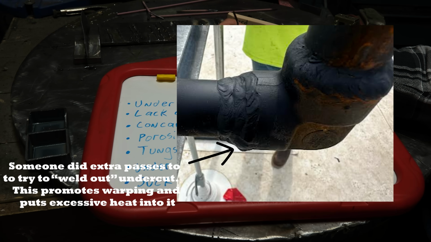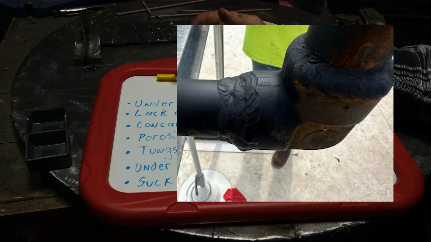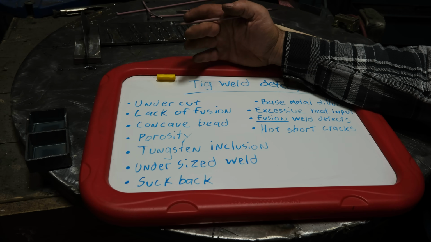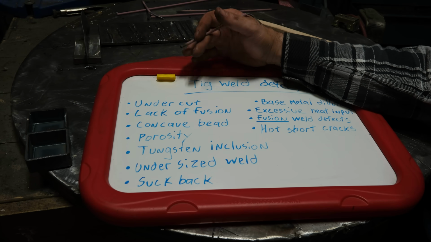But undercut will happen a lot when you're practicing TIG welding. If you're just doing beads on plate, you might not see too much, but on fillet welds, that's going to be a very common thing to happen.